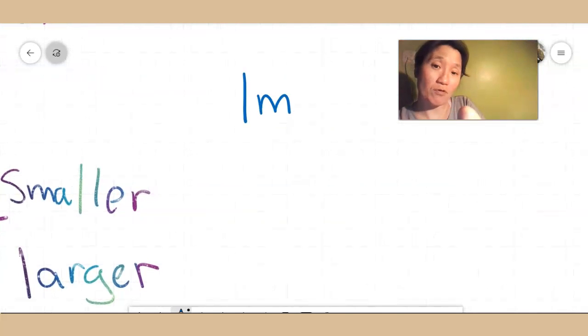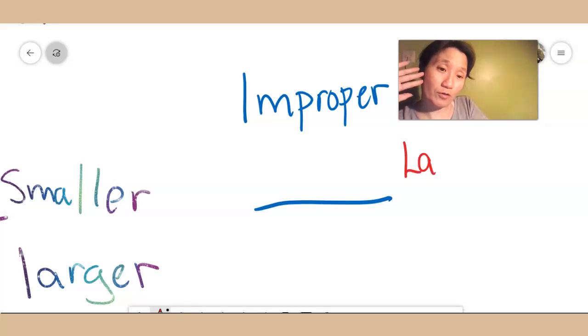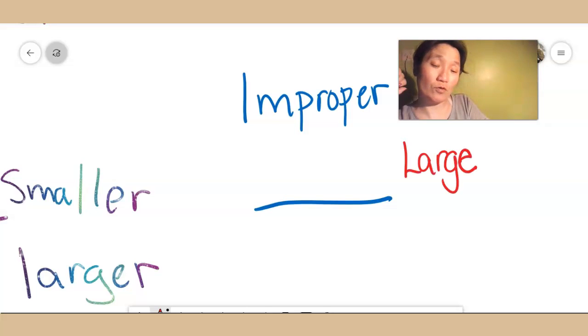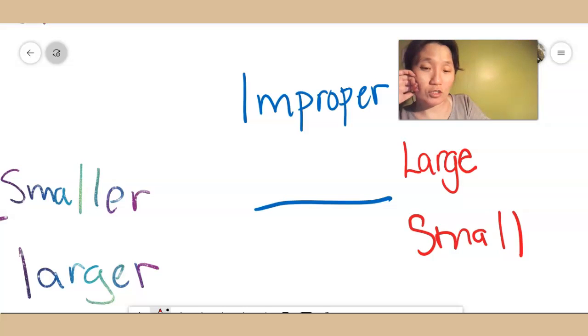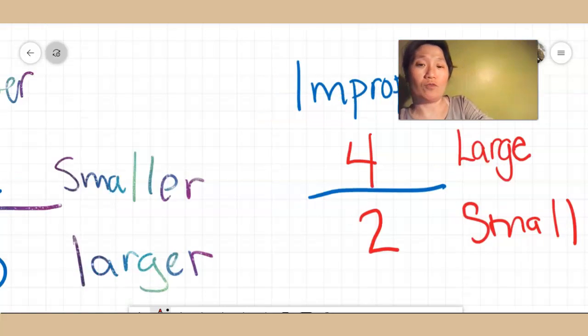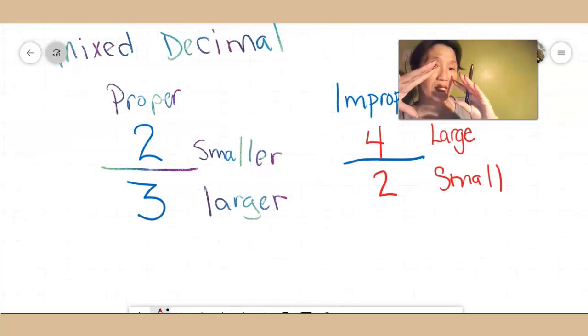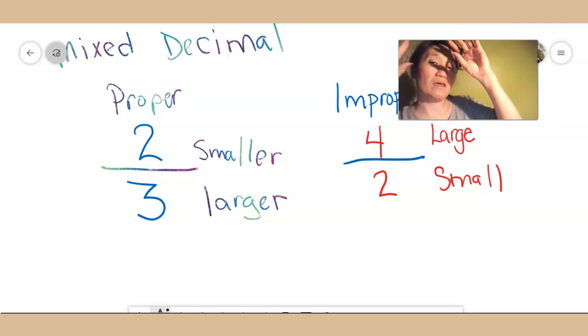Improper is the opposite. So if you have an improper fraction, you have your fraction bar, and this one you'll have a large numerator, a small denominator. So you could have 2 here, 4 here. So large and small. Okay, that's an improper fraction, meaning you have a big top number and a little bottom number. So far, we have proper, little, big, improper, big, little.